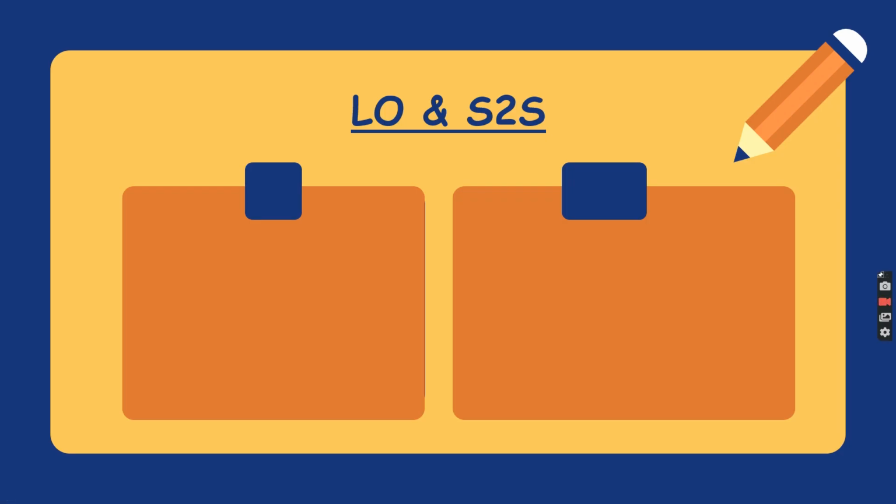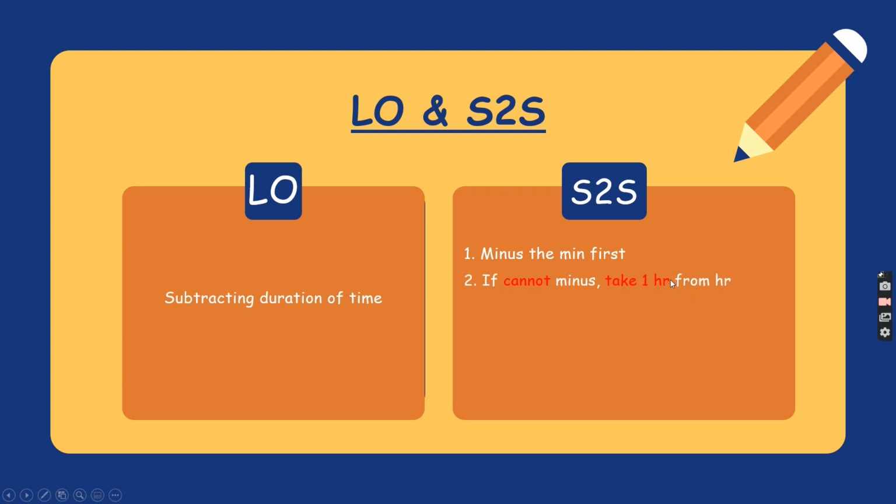Our LO for today is to subtract duration of time. The first step is we're going to minus the min. Here I use a shortcut. Min stands for minute. So we're going to minus the minute first, and if it cannot be minus, then we're going to take 1 hour from the hour column. HR here is the short form for hour. The third step is we're going to plus 60 at the minute column.